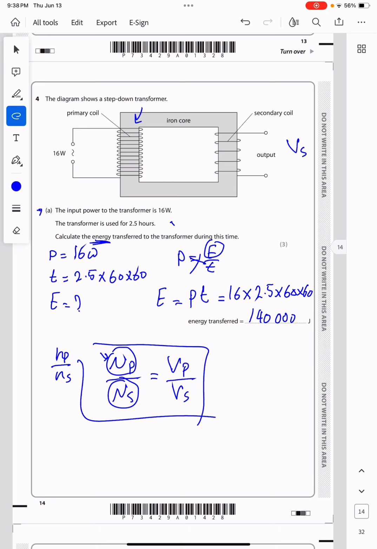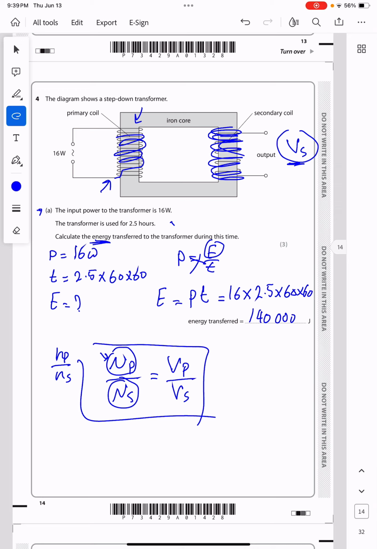There is a way to make this one stronger, which is by having more turns here. If you have more turns in this part, then Vs is going to be stronger. But the question is asking about the primary part. So what can I do? All I have to do is just have fewer turns here. If you have fewer turns here, then the output voltage is going to be stronger than the input. So the number of turns affects the voltage right away.